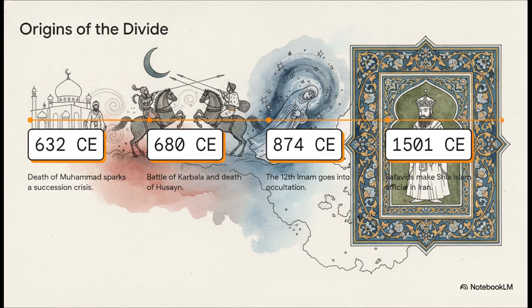Back in 632 CE, the Prophet Muhammad died, which triggered an immediate, profound succession crisis. Fast forward a bit to 680 CE, and these tensions completely boiled over at the tragic Battle of Karbala. Muhammad's grandson, Hussein, was killed there. It was a defining moment of sacrifice and mourning that really crystallized Shia identity. In 874 CE, the 12th Imam went into occultation, and centuries later, leaping ahead to 1501, the Safavid Empire mandated Shia Islam as the official state religion of Iran. That move really cemented the geographic and political divide we recognize today.